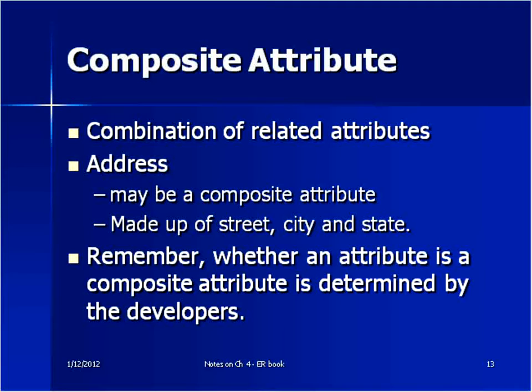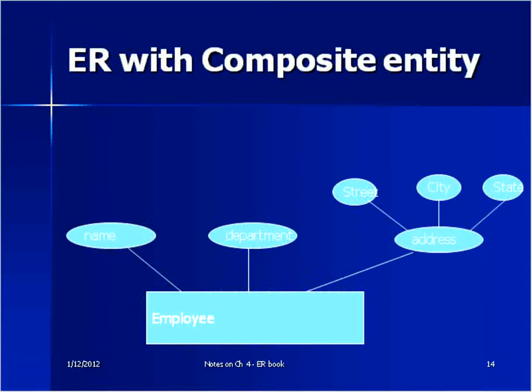In another particular database where they are concerned about which city the person came from or which state the person came from, we may have to break it down into street, city, and state, and zip maybe. So it's a relative term, but the definition of a composite attribute is an attribute that is made up of other attributes that it can be broken down into.